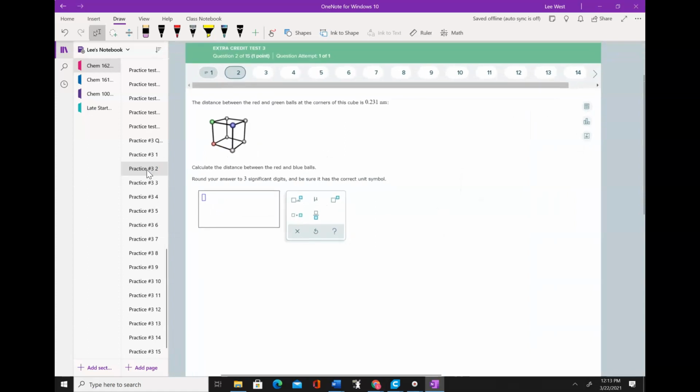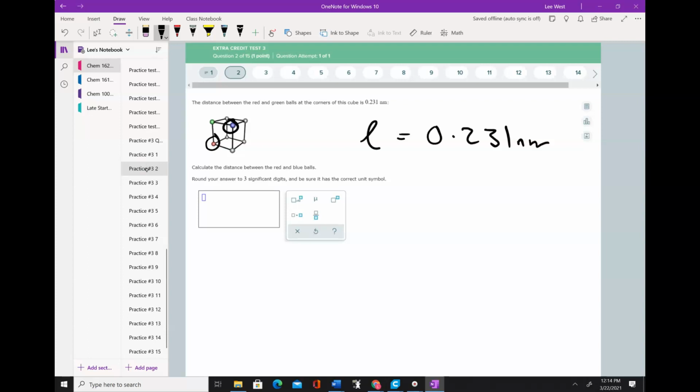It says the distance between the red and green balls at the corners of this cube is 0.231 nanometers. So that's what we call the face diagonal between the red and the green. That's what we call the edge length. So L equals 0.231. That's the edge length. And then it's going to ask, calculate the distance between the red and the blue balls.